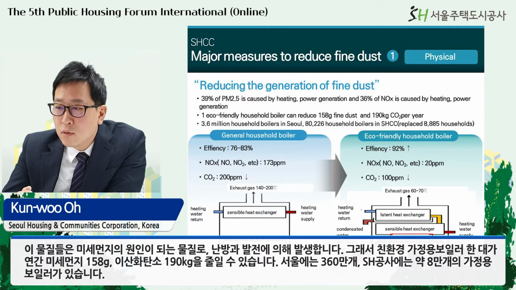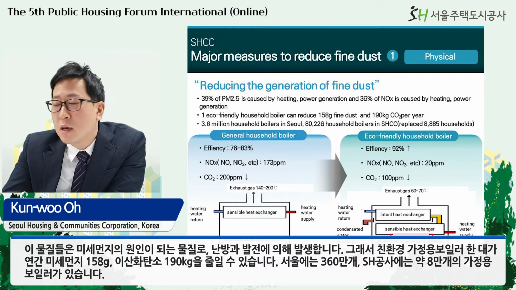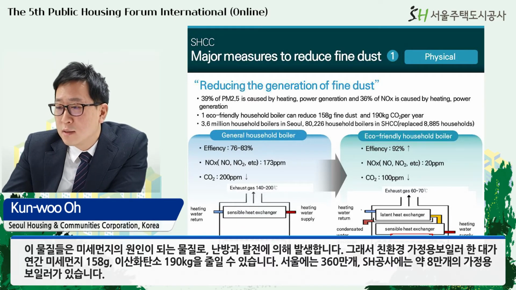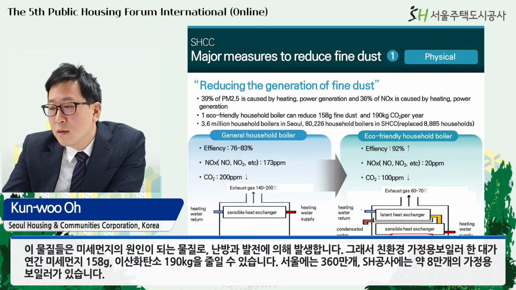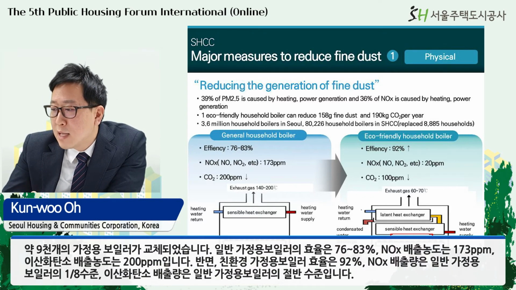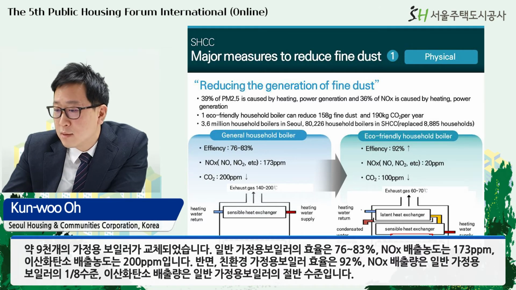So one eco-friendly household boiler can reduce 158 grams of fine dust and 190 kilograms of carbon dioxide per year. There are 3.6 million household boilers in Seoul and about 80,000 household boilers in SHCC. About 9,000 of the household boilers were replaced.